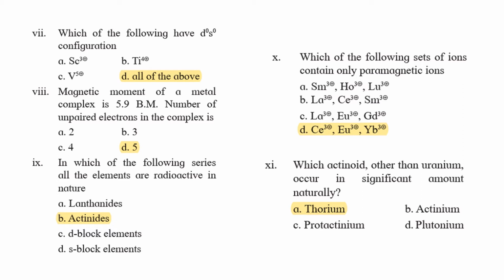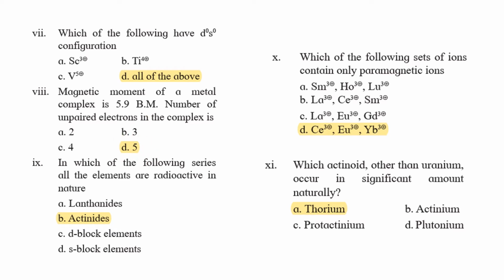Eighth question. Magnetic moment of a metal complex is 5.9 Bohr magneton. The number of unpaired electrons in the complex is, the correct answer is option D, 5. The formula to find the magnetic moment is mu equals square root of n into n+2. If the number of unpaired electrons is 5, square root of n into n+2 becomes square root of 35. Square root of 35 is 5.9 Bohr magneton. So the number of unpaired electrons is 5.